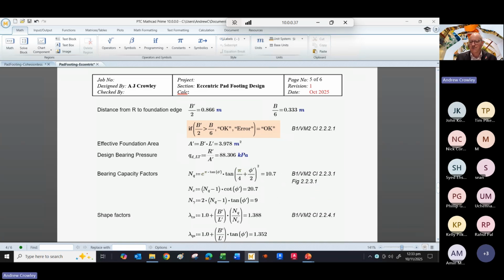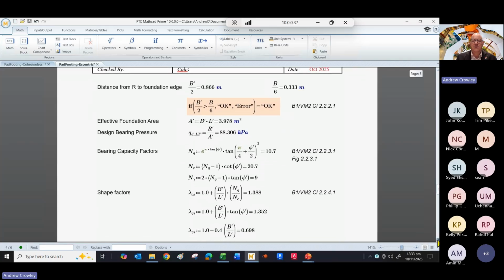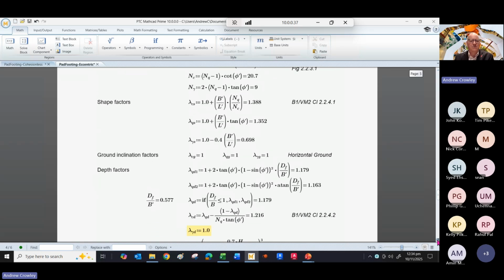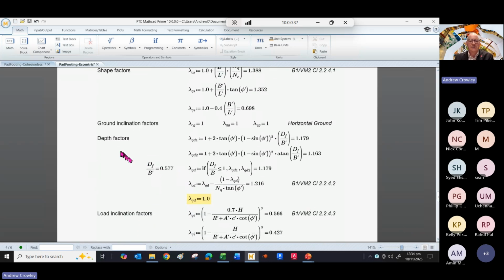So we check whether our effective width and our effective lengths are within the middle third. We found that they're good, and derive our effective foundation area and our design bearing pressure based upon the resultant force divided by the effective area. Here are our recalculated bearing capacity factors, now that we're looking at an angle of shearing resistance, and we work out the shape factors again, work out the ground inclination factors are still 1, and our depth factors are worked out using those values.